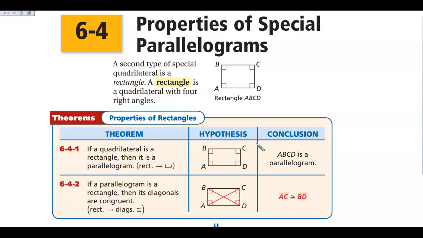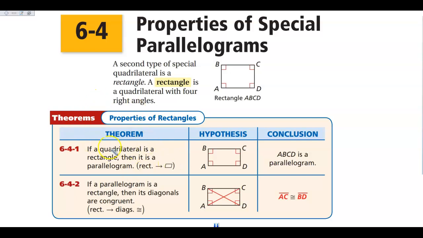Opposite sides are going to be congruent, opposite angles are congruent, consecutive angles are supplementary, opposite sides are parallel, and diagonals will bisect each other. So it'll have those five things in addition to having four right angles. And then our diagonals are going to be congruent. All right, so that's a property that is specific to a rectangle, is that it'll have four right angles and it'll have congruent diagonals.